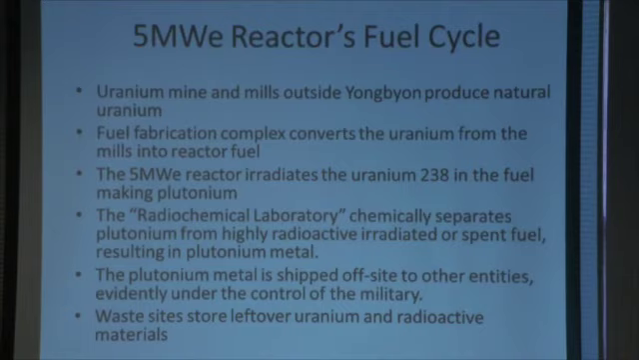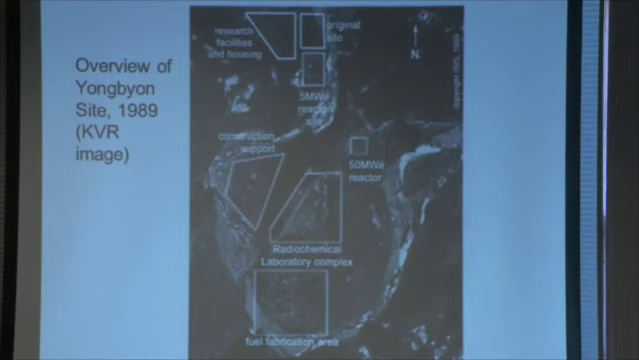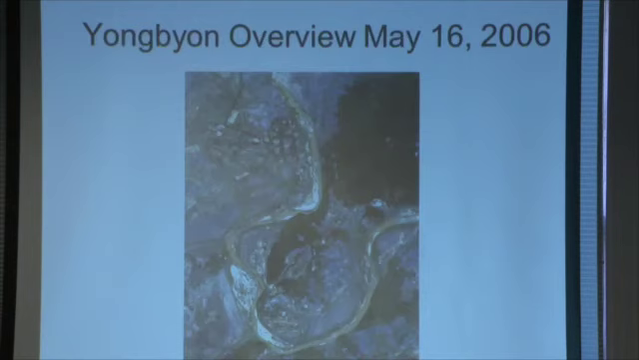In fact, let me just show you a picture. This is an old satellite image from 1989. It was one of the very first ones we could ever purchase commercially, and it was a Russian image. And it shows the locations of the 5-megawatt electric reactor. Let me, as background, show you. Here's even a better picture.